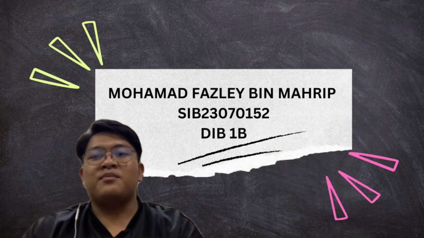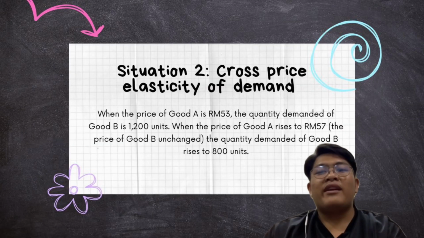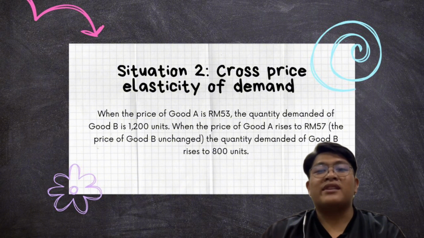Hi, my name is Muhammad Fazley bin Mahrip. My ID number is SIB230-70152. So I will explain about cross price elasticity of demand. When the price of good A is Rm 53, the quantity demanded of good B is 1,200 units. When the price of good A rises to Rm 57 and the price of good B is unchanged, the quantity demanded of good B falls to 800 units.